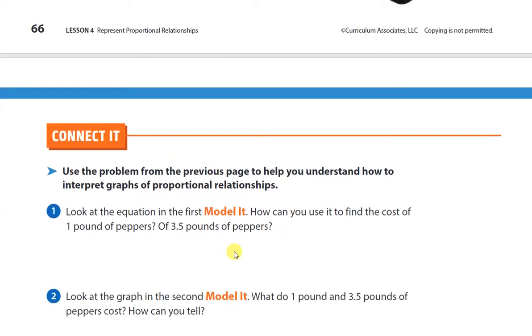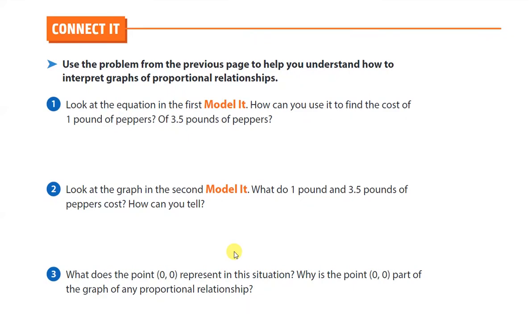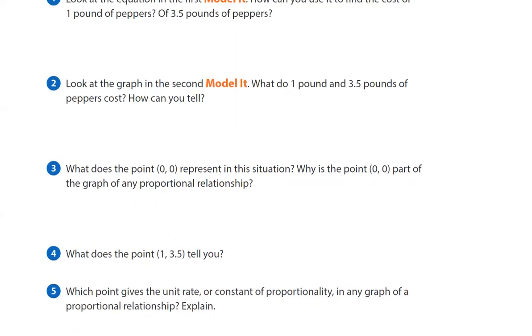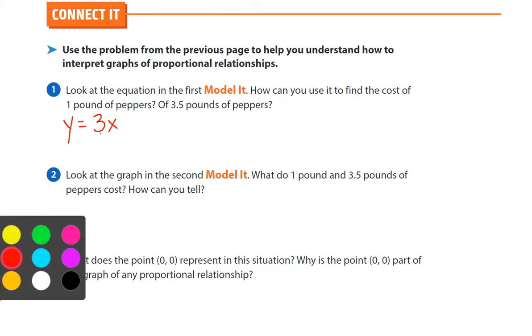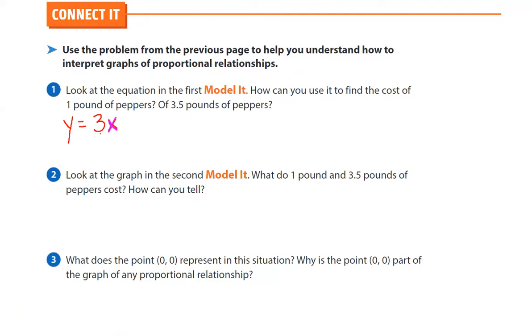There we go. So now let's analyze these a little bit more down here on the next page, which is 67. Use the equation in the first, model it. Okay, so that equation was money is pounds of peppers times 3. That was the equation it gave us. The constant of proportionality was 3 there. How can you use it to find the cost of 1 pound of peppers, of 3.5 pounds of peppers? So if the x here represents the pounds of peppers, then all we need to do is plug in the pounds of peppers, and that'll give us our y there.